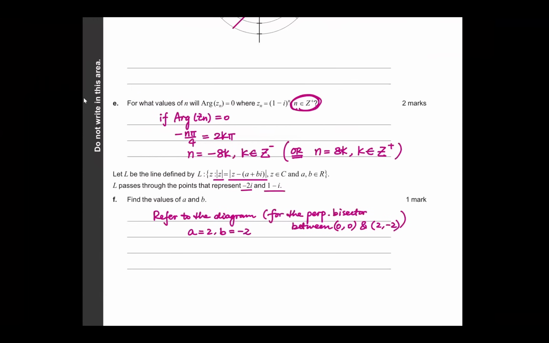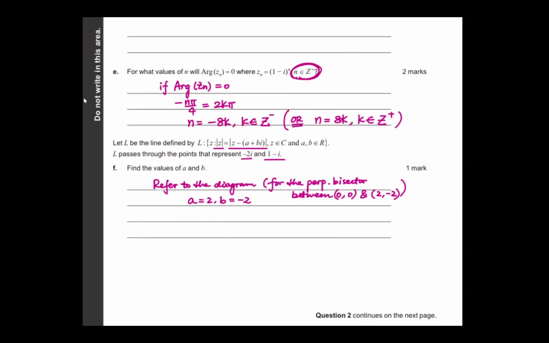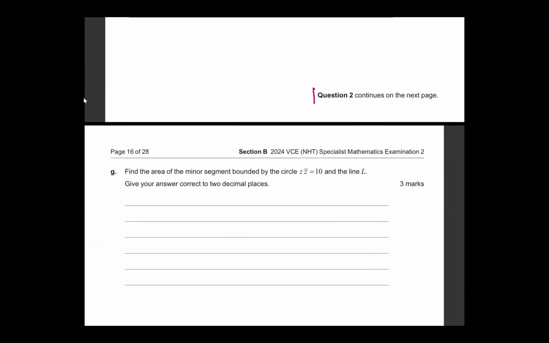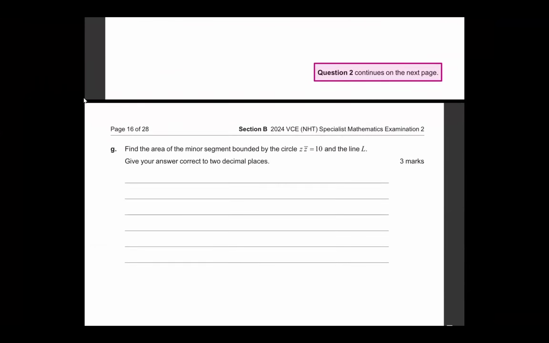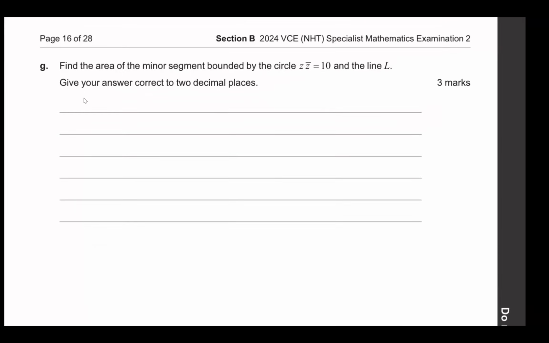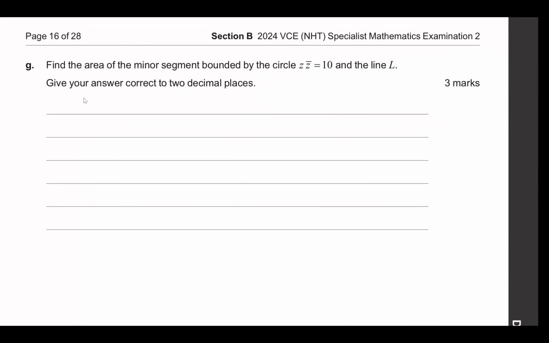Okay, so that is the second last part, I suppose. Just notice this sort of phrase at the bottom of the page: Question 2 continues on the next page. Find the area of the minor segment bounded by the circle and the line L. Give your answer correct to 2 decimal places.